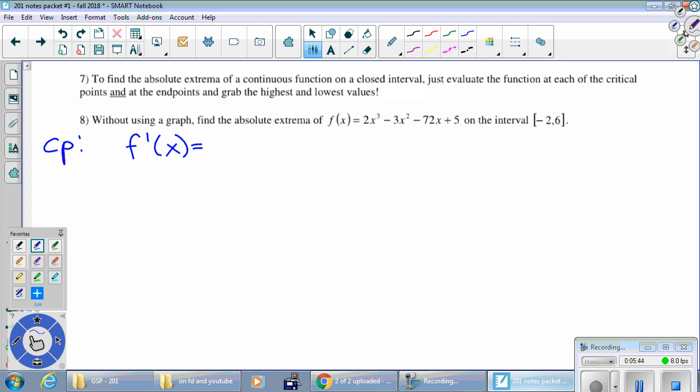So I see sums and differences. That makes me happy. 3 comes down, multiplies by the 2, gives me 6. X to the subtract 1, that's a 2 up there. Minus 2 comes down, multiplies by the 3, gives me another 6. X to the subtract 1 from the power to get a power of 1. I won't write that. Minus 72x, that's a special case. That's just the constant 72. Plus 5, plus constants disappear when you take derivatives. I won't write the plus 0.